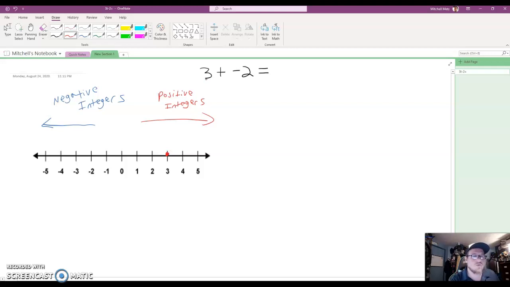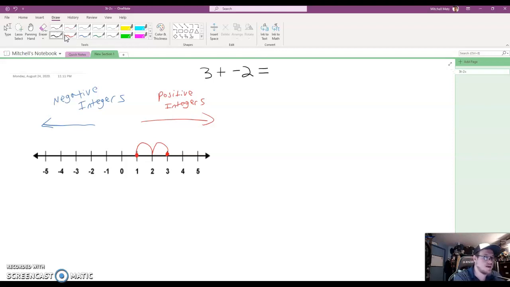And so what you need to do is just read this equation. What is this expression saying? It says 3 plus a negative 2. So that means I am going to be going in the negative direction because I'm adding a negative 2. So I'm going to have to hop over twice this way. So I'm going to go 1, 2, and I'm going to stop. This is my answer. Because I go over twice, that will be my answer for this problem.